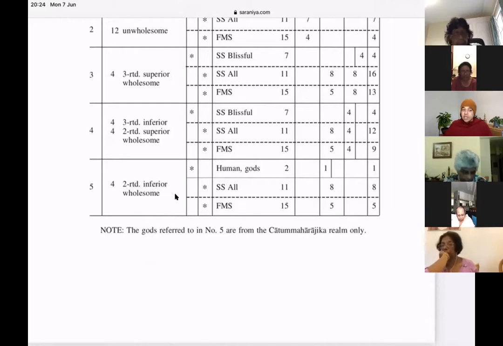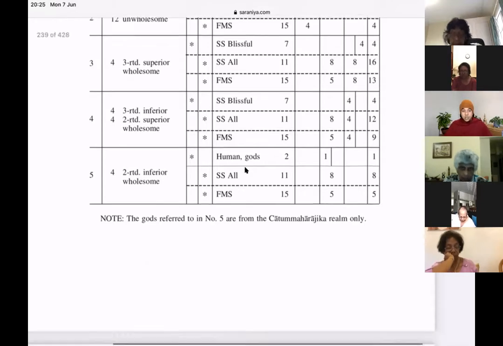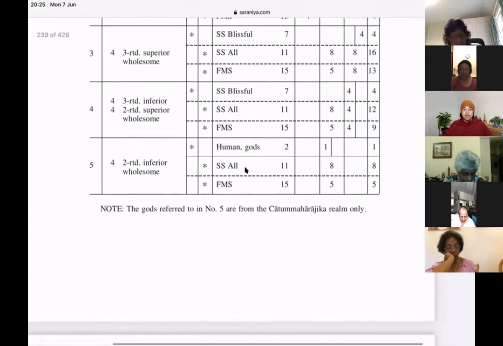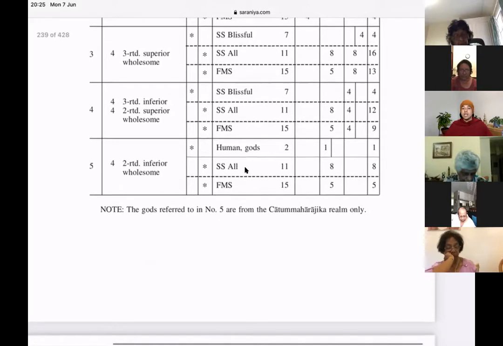Now, where can this arise? It can arise at rebirth, performing the function of patisandhi, within the human realm and the realm of, it says here, gods. In the note it says the gods referred to in number 5 are from the Chaturmaharajika realm only.